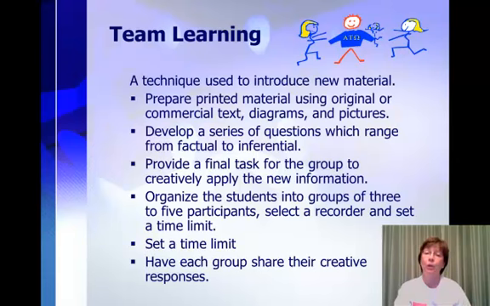Again, you're grouping students 3 to 5. Once you have them in their grouping, you will want to select a recorder. And there's a variety of ways that you can do this. You can say the person with the most amount of red, the person whose birthday is closest to today, the person who lives the closest to school, the person who lives the farthest from school. So there's a lot of things that you can do in order to randomly assign a recorder.